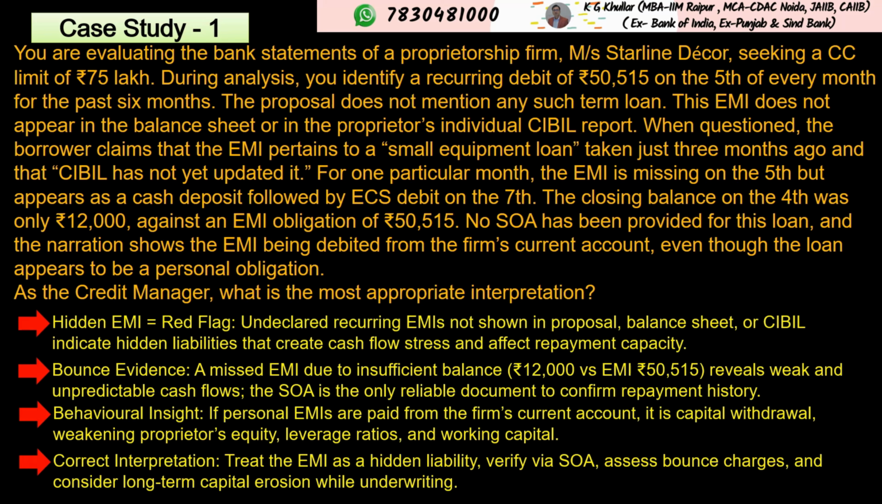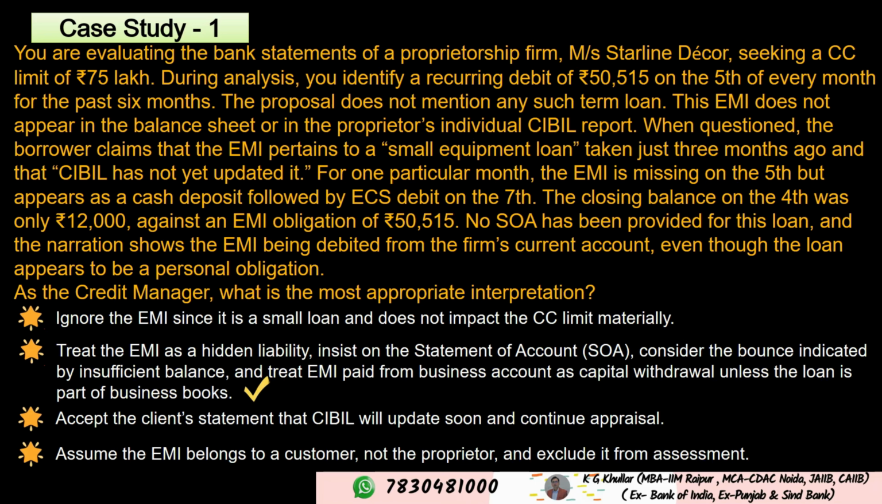That is why the correct interpretation of this case study is option B. That is treat it as a hidden liability, confirm it through statement of account, assess the bounce and account for the capital withdrawal impact.